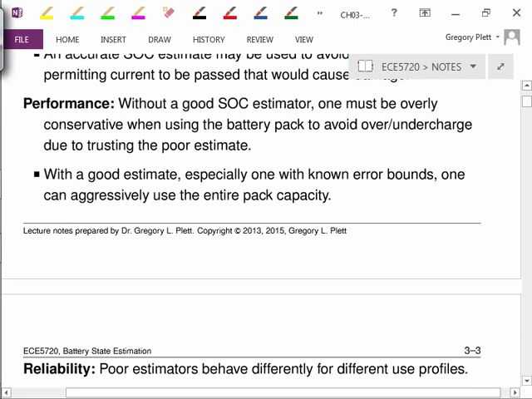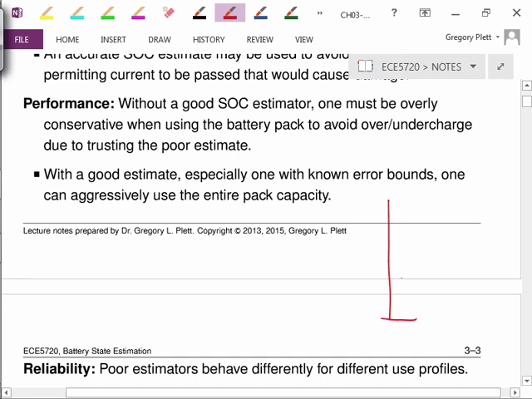Performance. So suppose I know that my state of charge estimator is not that good, but maybe it's the best I know how to do or the best that I'm willing to implement because I don't want to spend the time to do something that's better. So what am I going to do? If I know my state of charge estimator is poor, then I have to be very conservative when I use the battery pack to avoid overcharge and over-discharge situations that might happen if I believed an estimate that was in fact wrong.